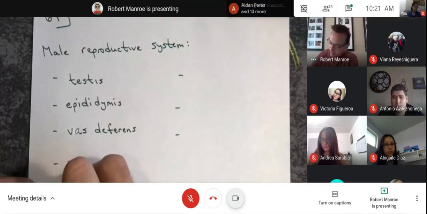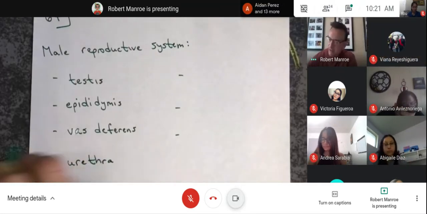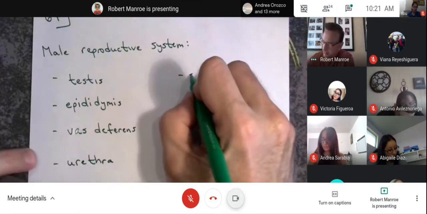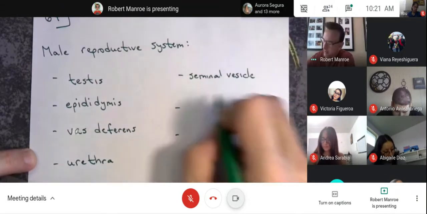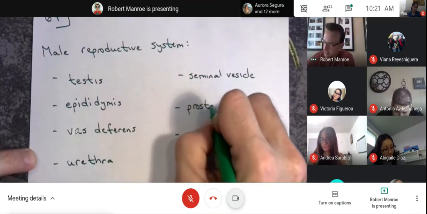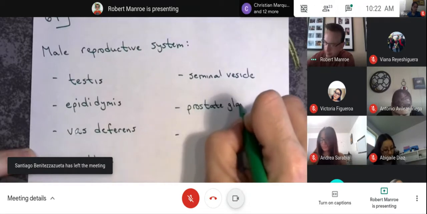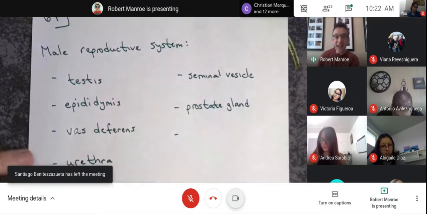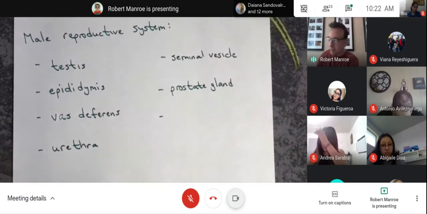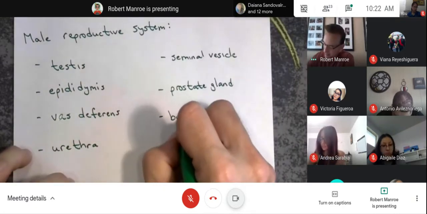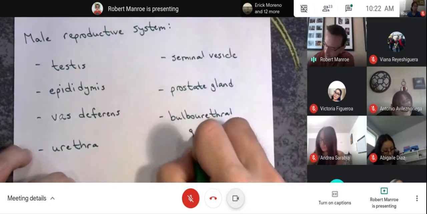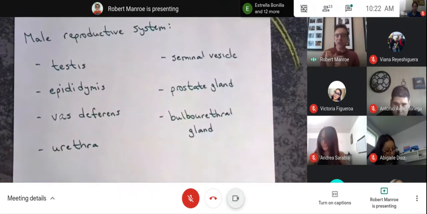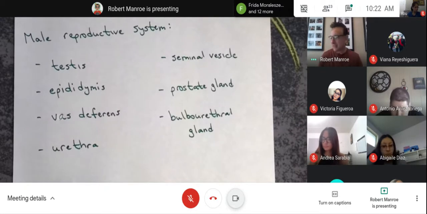Then the urethra. And then we have the seminal vesicle, and we have the prostate gland. And they have the largest name and the smallest structure, the bulbourethral gland. So this big old name for a structure that's smaller than the last digit on your pinky. It's this little gland, big old name.